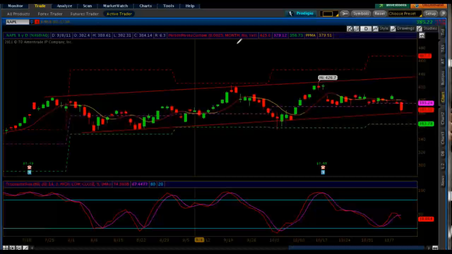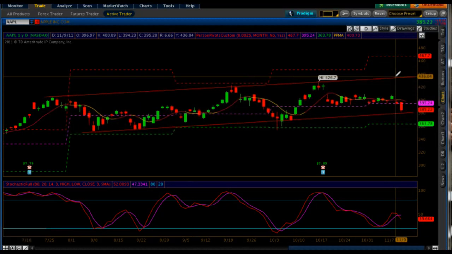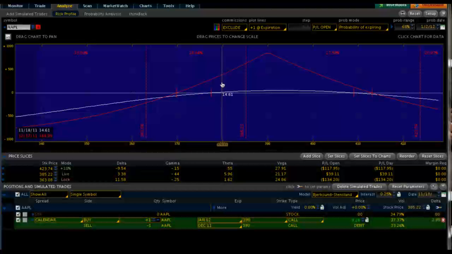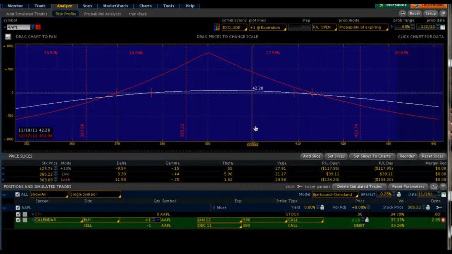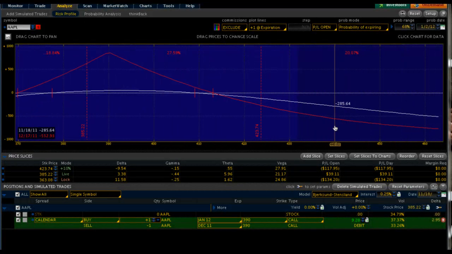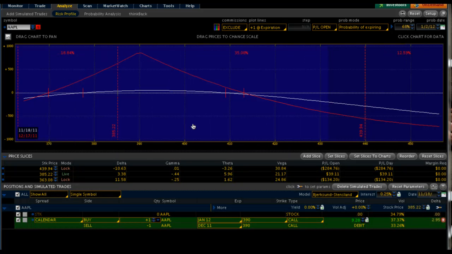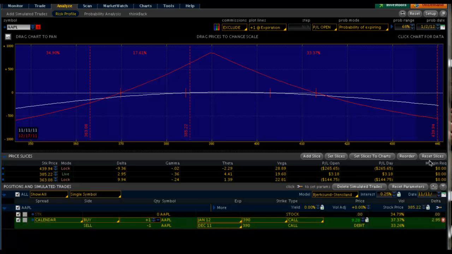Okay, so then we got up to 440. Okay, so if we go up to 440, you could potentially lose $285. I mean, you have the potential of losing money. What's your potential profit on this trade?